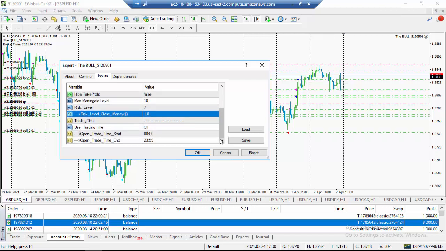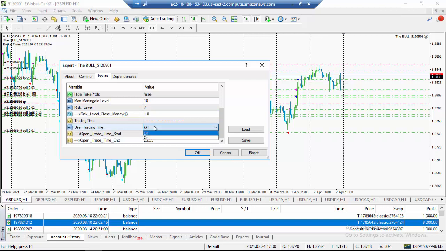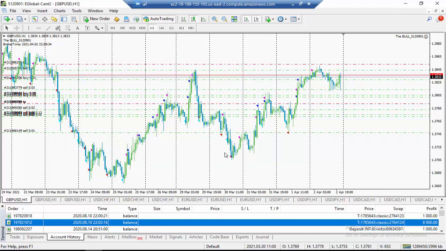So now, trading time, I don't want to put any trading time. I off it because I want the software to work 24 hours. If I want the software to work for a particular time, I can say trading time on. If I want the software to trade between 9 o'clock in the morning and stop trading at 12 noon, I'm going to put 12 here, then I'm going to save it. So this is how it works, but I'm not going to put it because I don't need to reset my trading parameters. Then that is for bull.